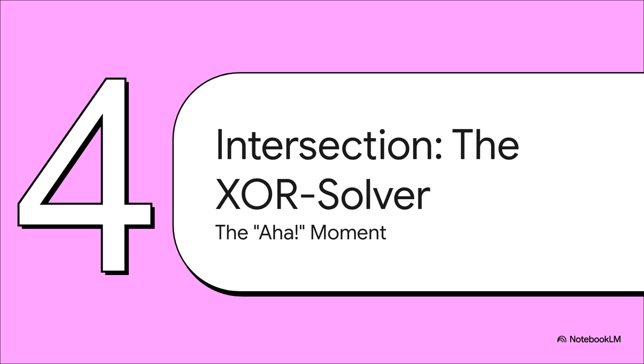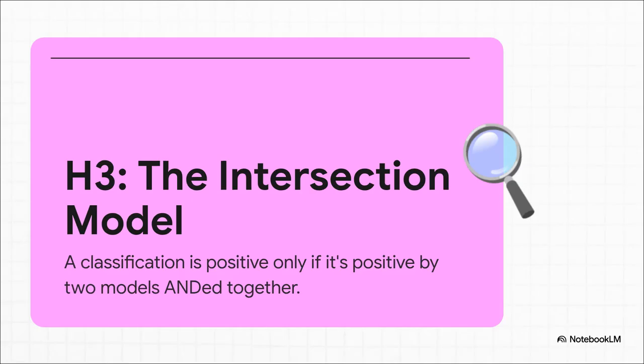This, my friends, is where we get our big aha moment. Let's welcome our final competitor, Model H3, the intersection model. Its secret weapon is just one little word: AND. Instead of OR, it says a point is positive only if a first model and a second model both agree. This simple change is a total game changer.